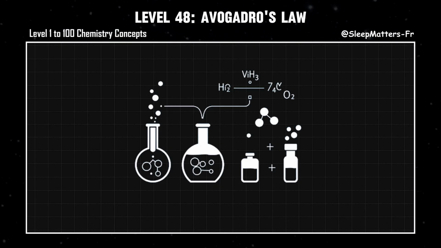Level 48, Avogadro's Law. What if you were told that the space you occupy, the air you breathe, the life you live is not defined by how big you are, but by how many pieces of you exist in that space? That is Avogadro's Law. It is a rule in chemistry that says equal volumes of gases at the same temperature and pressure contain the same number of particles. It does not matter what gas you have. Hydrogen, oxygen, carbon dioxide, all of them obey this rule. If they take up the same space under the same conditions, they contain the same number of particles.